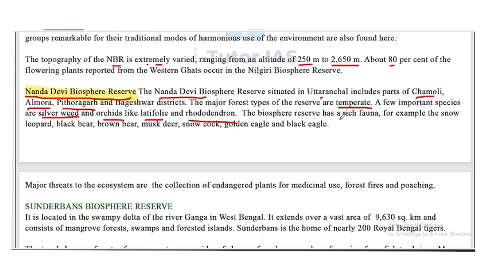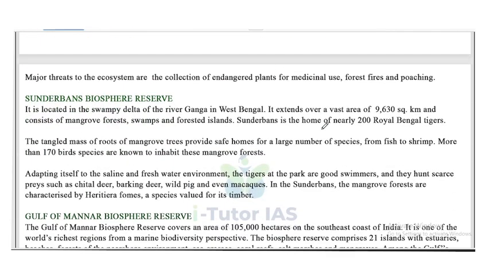The biosphere reserve has a rich fauna, for example the snow leopard, black bear, brown bear, musk deer, snowcock, golden eagle, and black eagle. Major threats to the ecosystem are the collection of endangered plants for medicinal use, forest fires, and poaching. These are some of the issues faced by the reserve.